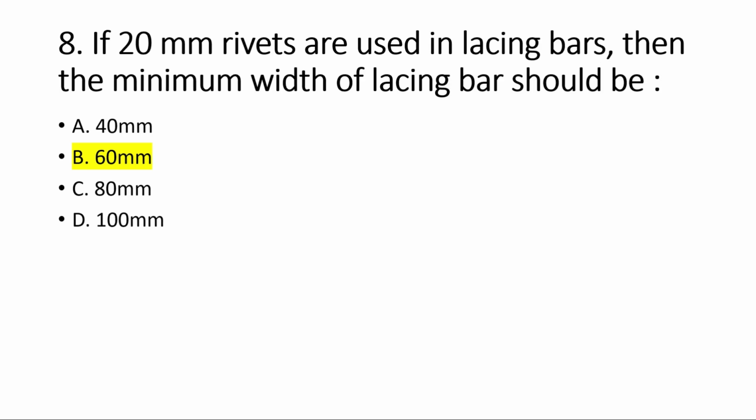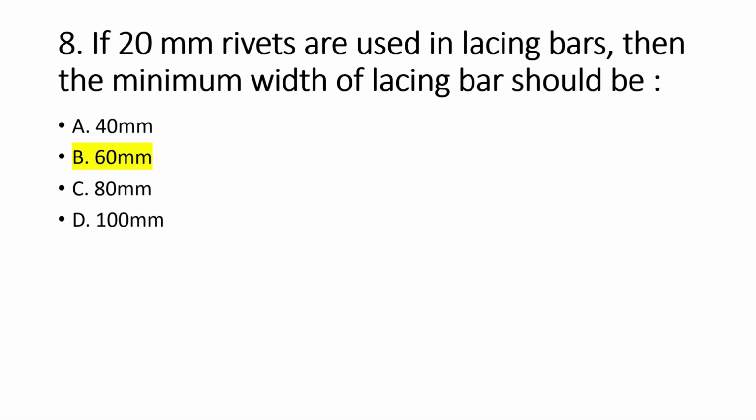If 20 mm rivets are used in lacing bars, then the minimum width of lacing bar should be, as per IS 800:2007, we know the width of lacing bar depends upon the nominal rivet diameter. If we have a 22 mm diameter rivet, then the width of lacing bar should be 65 mm, and likewise for a 20 mm nominal rivet we have a width of lacing bar of 60 mm.